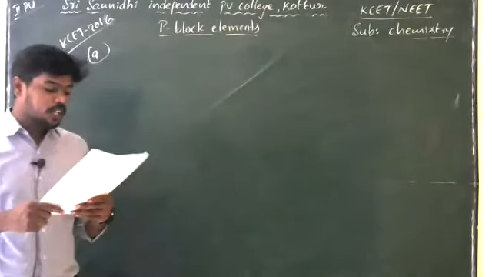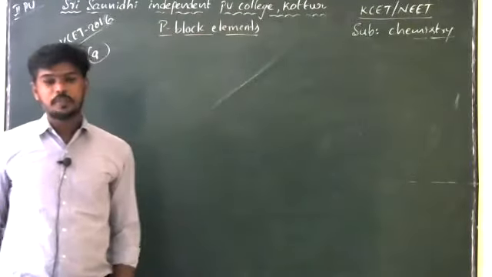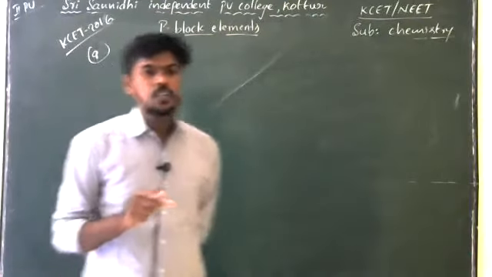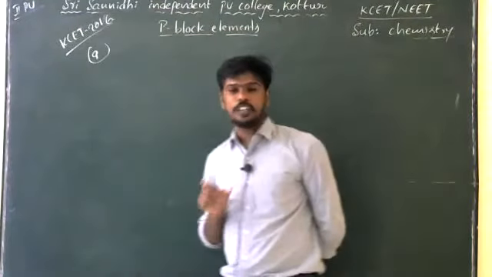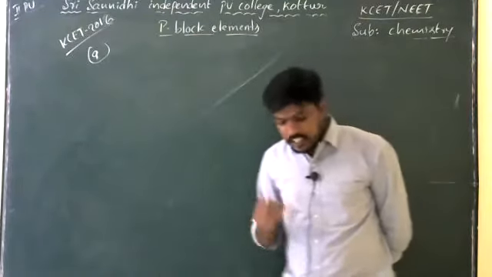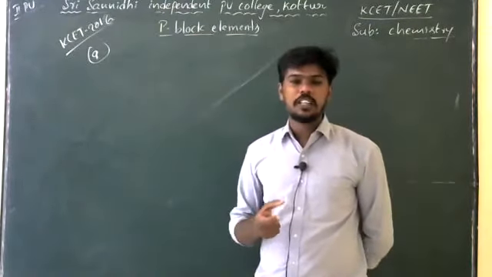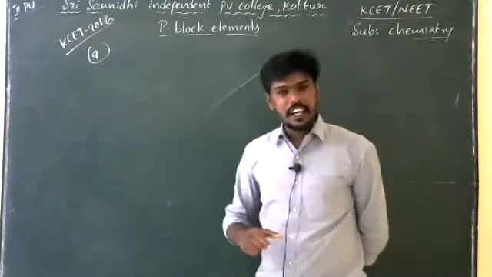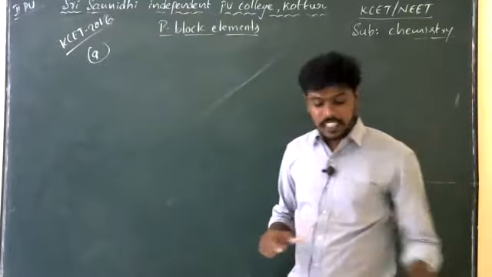Ninth question: most reactions are exothermic, right? Due to the smallest size of the chlorine atom, the reactions involving chlorine are highly exothermic in nature. Why? Because it releases a large amount of energy. So it is highly exothermic in nature. That is the correct statement.